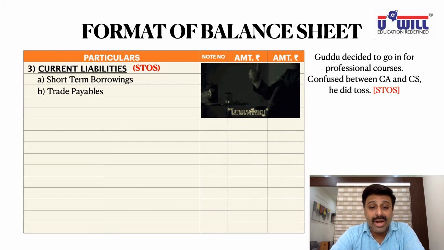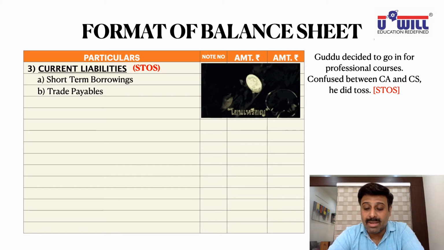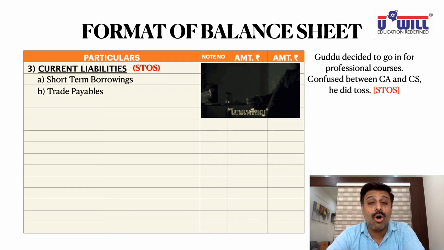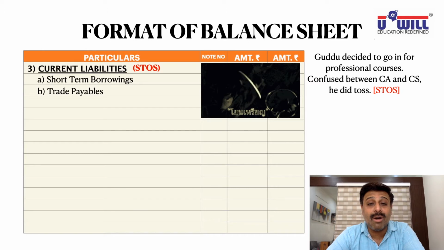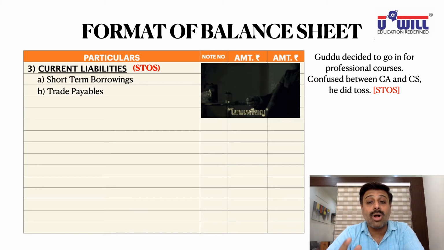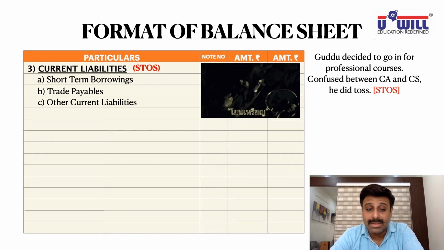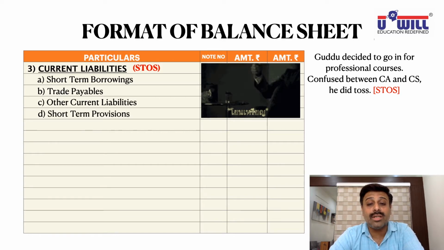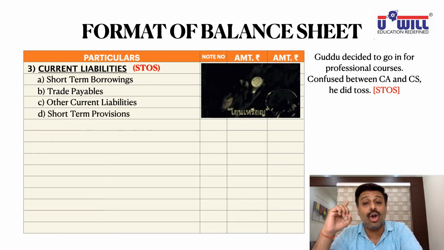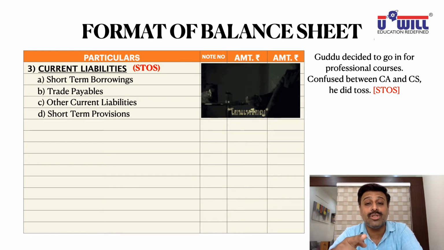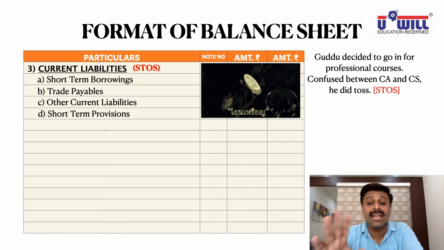Then trade payables, T stands for trade payables. What did I tell you about O? Anywhere O comes means other. So here, other current liabilities. And short-term provisions. What was the last item in LOL? Long-term provisions, short-term provisions. So two items are exact, three items are exactly similar.